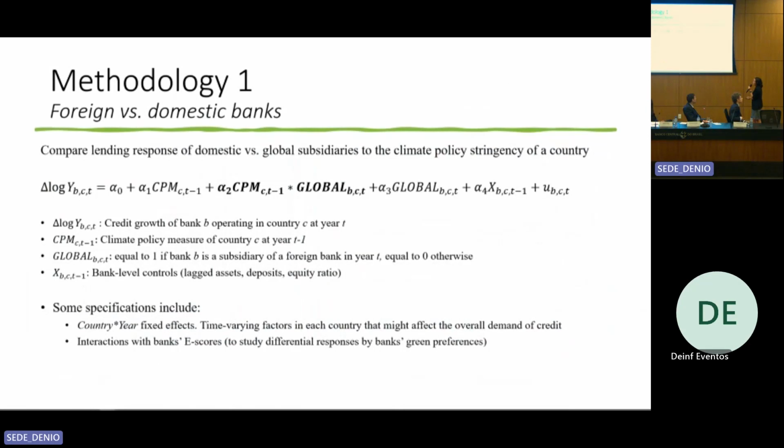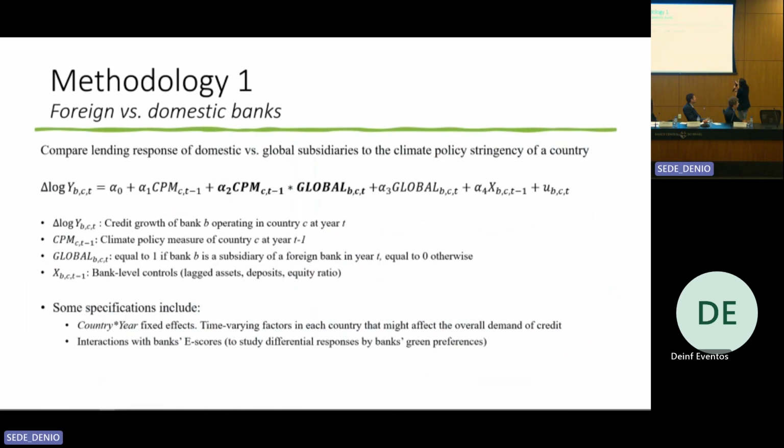So jumping to my methodology, we're going to first compare global and domestic banks in a country. To do this, we're going to run these regressions. This is the estimating equation. Importantly, CPM is the climate policy measure. We're going to interact this climate policy measure with an indicator variable that flags if the subsidiary of this country is part of a global group, or zero if it's a domestic bank.